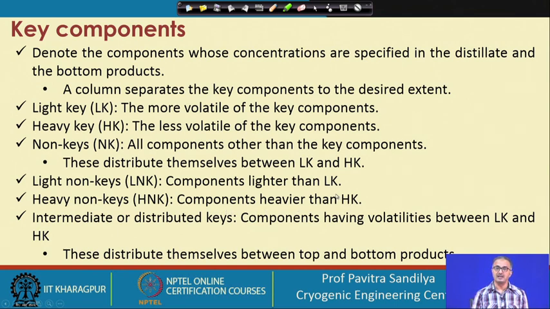What it means is that the LNK will go along with the LK, whereas the HNK will go along with the HK. We may have some components which are intermediate or distributed keys, whose volatilities may lie between the HK and the LK. In those cases, what will happen? These components will distribute themselves between both the bottom product and the top product.